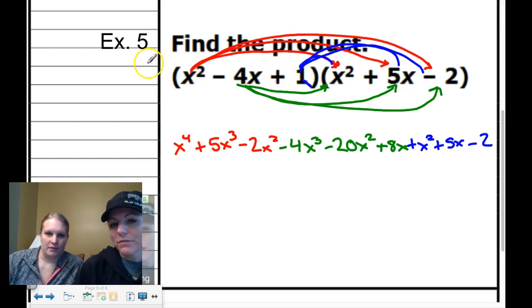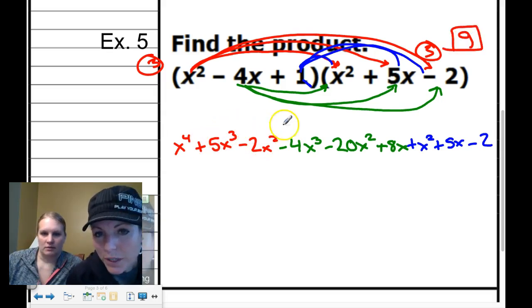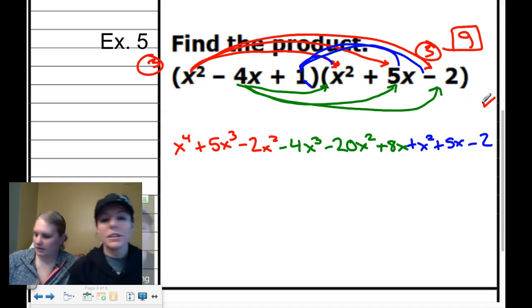How many terms do we have? 3 here, 3 here. 3 times 3 we should have 9. So let's total count. 1, 2, 3, 4, 5, 6, 7, 8, 9. I would always do that. Checks out. Good. Let's combine like terms.